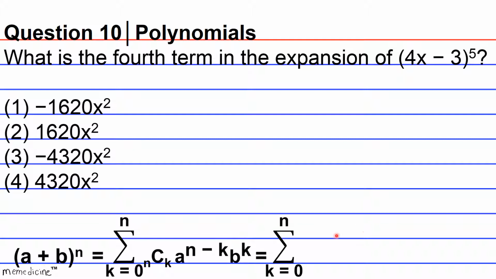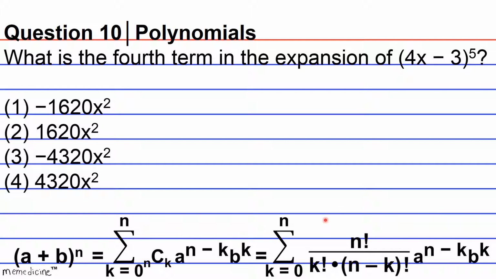This can also be written as the summation from 0 to n of n factorial divided by k factorial times n minus k factorial, times a raised to n minus k times b raised to k. This factorial expression represents our combination expression n choose k. So instead of n choose k, if you're doing this by hand and not on your calculator, you can use this factorial expression for that. All right, so let's go ahead and plug in our terms.